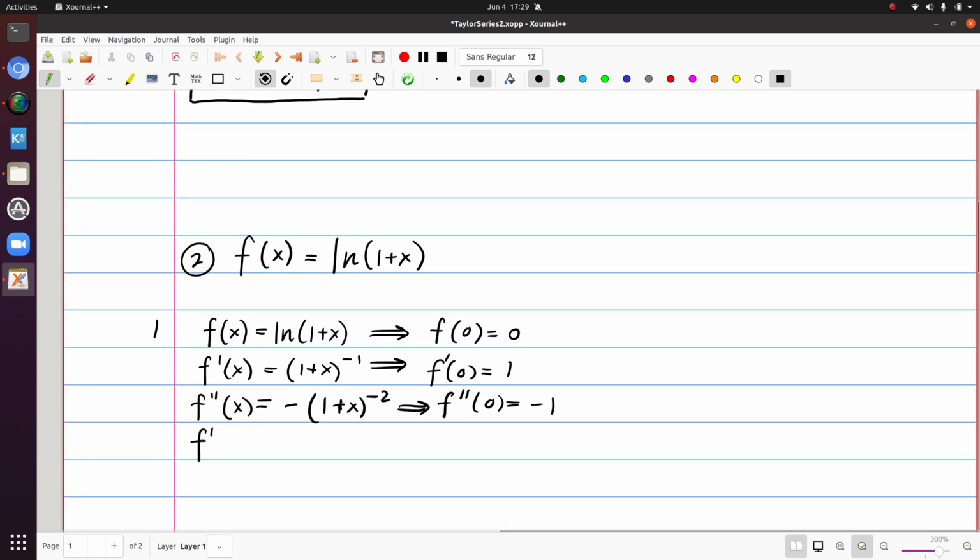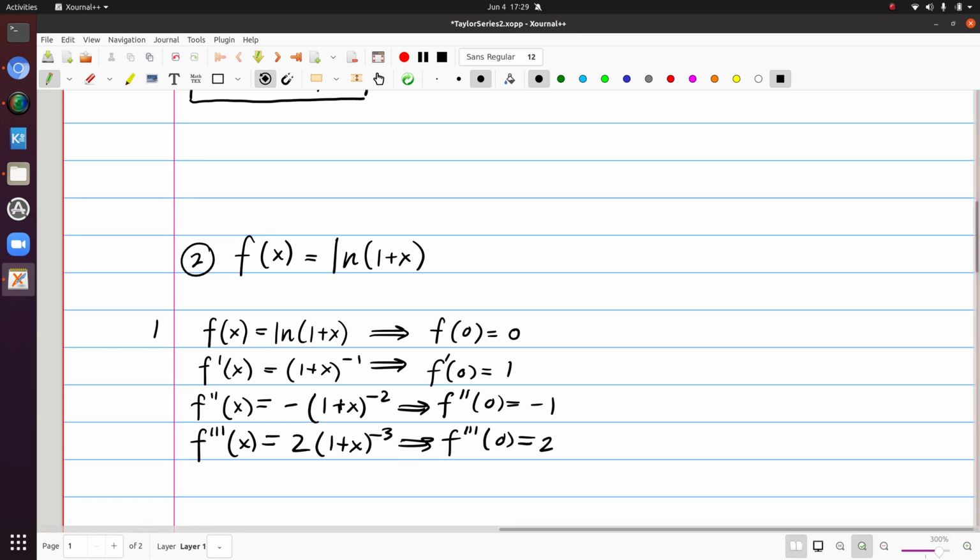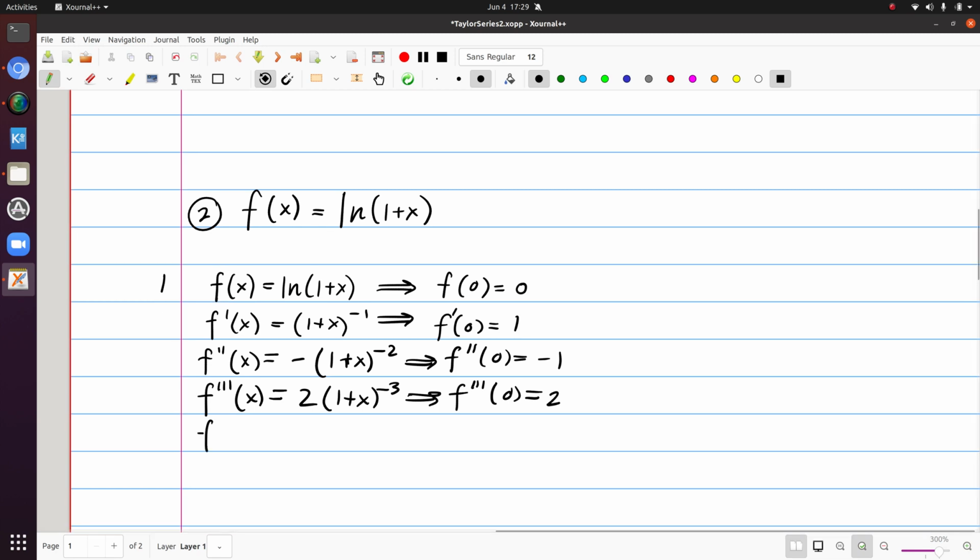So the third derivative will be positive 2 times 1 plus x to the minus 3. Evaluating at 0, we'll end up with positive 2. And then if I take the fourth derivative, we'll get negative 6 times 1 plus x raised to the minus 4.